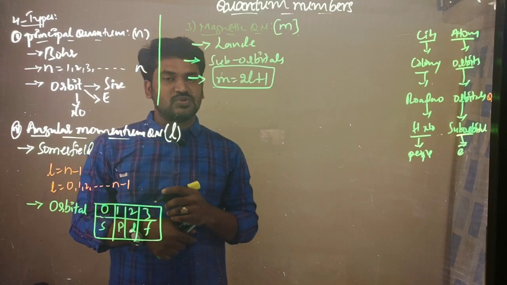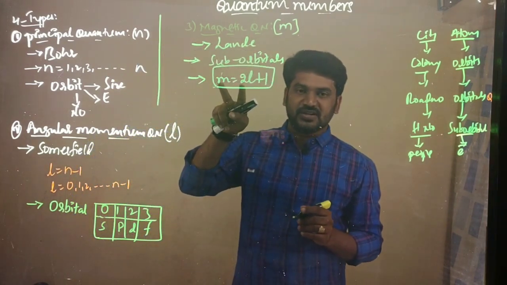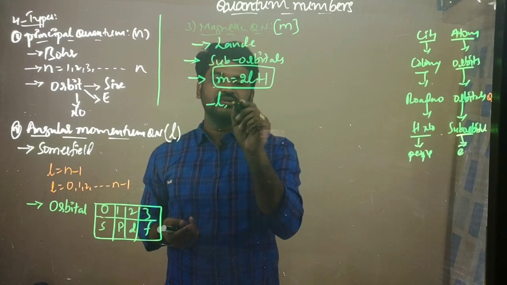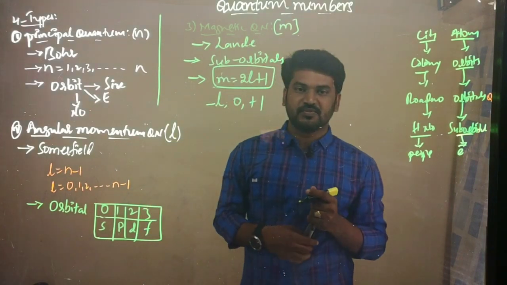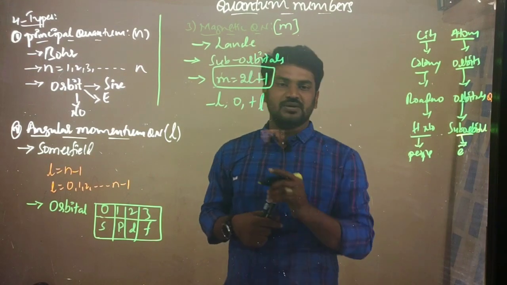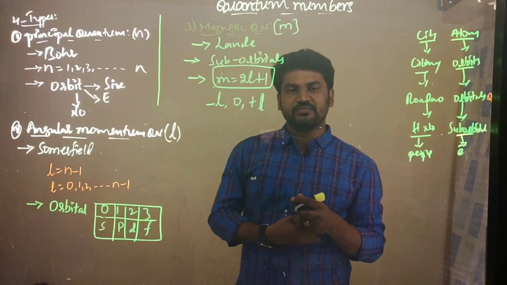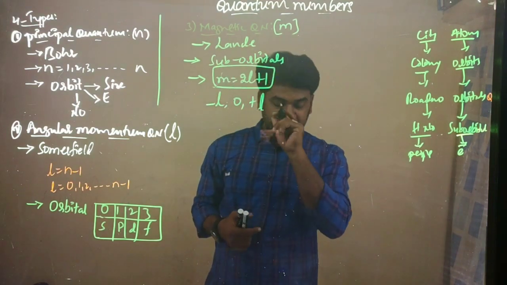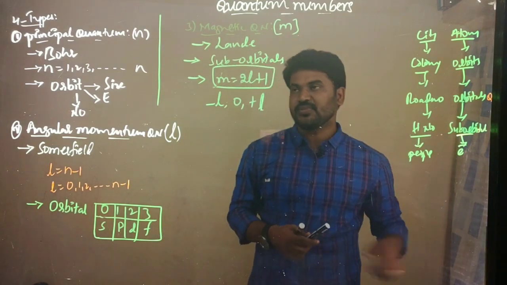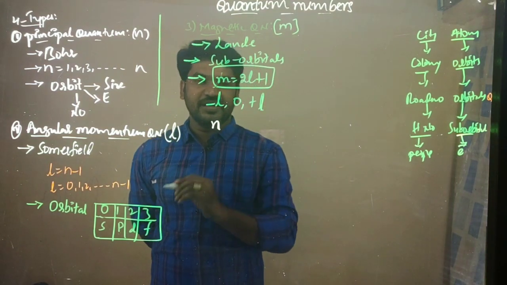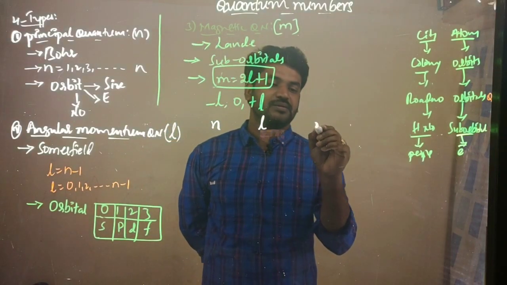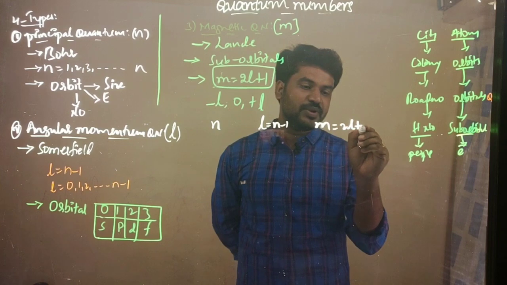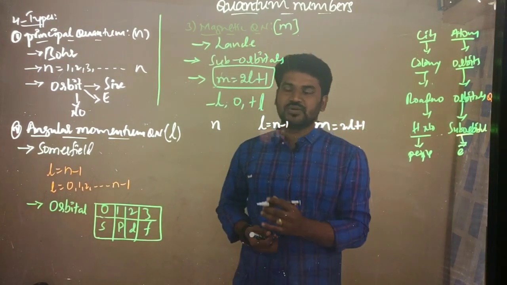And the values here are m equals 2l plus 1. Whatever the values are after calculating that, we need to write in the form of minus values, 0 and plus values. You can take any number, x or y, but we are writing the numbers there, and how we will write we will discuss. So that is the magnetic quantum number, and we will count it now. First, how it will be there, we will say. Suppose we take n, l and m values. The l values are n minus 1, and the m values are 2l plus 1.